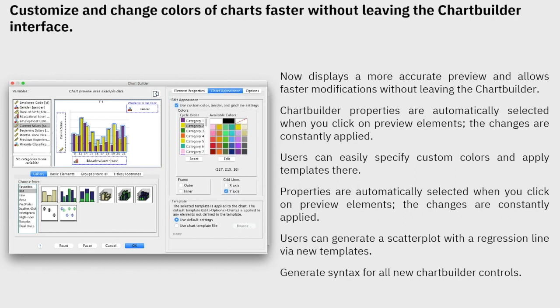Now you can also customize and change colors of charts faster without leaving the chart builder interface. So everything can be done within the chart builder interface itself. So whether you want columns to be a certain color, I know in my previous role we had very, very specific colors and guidelines as to what everything had to be when we were reporting, and you can now do all that within Chart Builder, as well as at the end generate the syntax for all those Chart Builder controls. It's there, it's yours, it's ready to go.